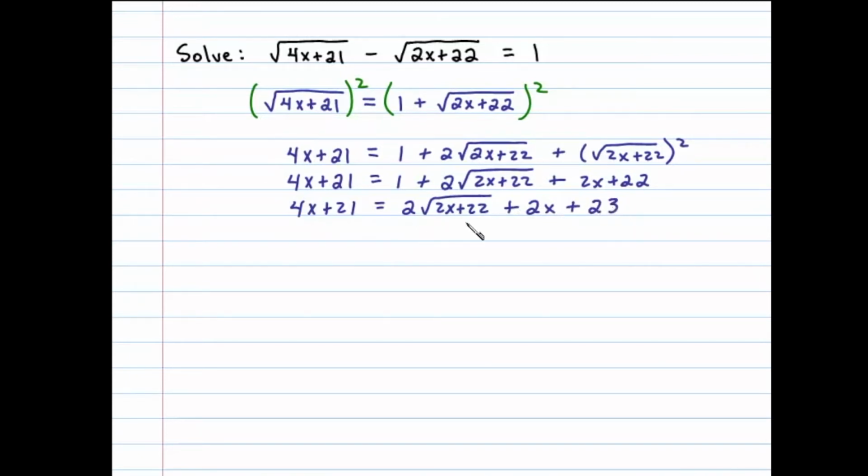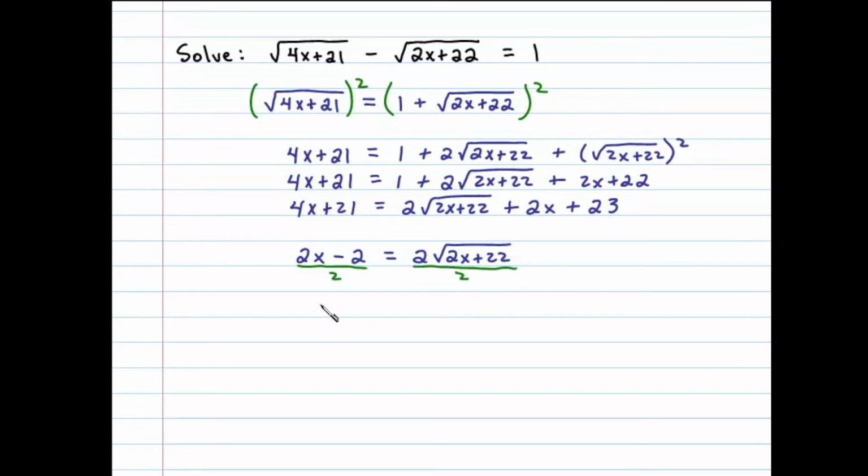Now at this point we'll isolate this term involving the square root by simply subtracting 2x on both sides and then subtracting 23 on both sides. And that'll leave us with 2x minus 2 equals 2 times the square root of 2x plus 22. Now at this point I notice all the terms are divisible by 2. So we can simplify things if we divide both sides by 2 before continuing.